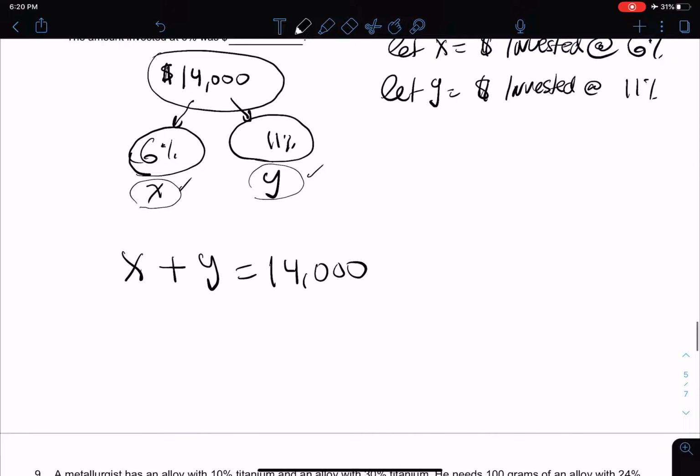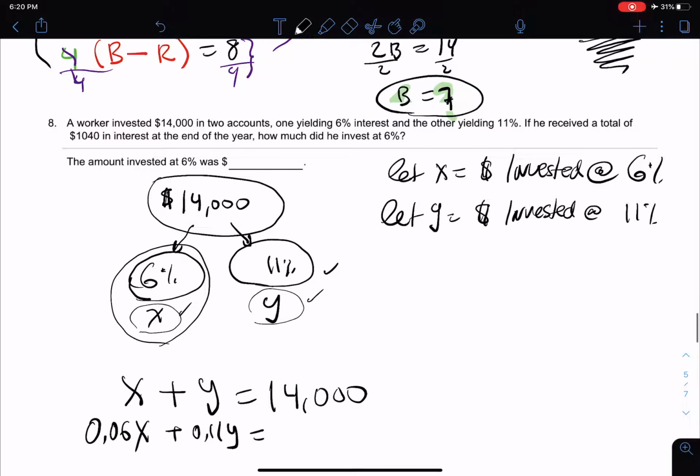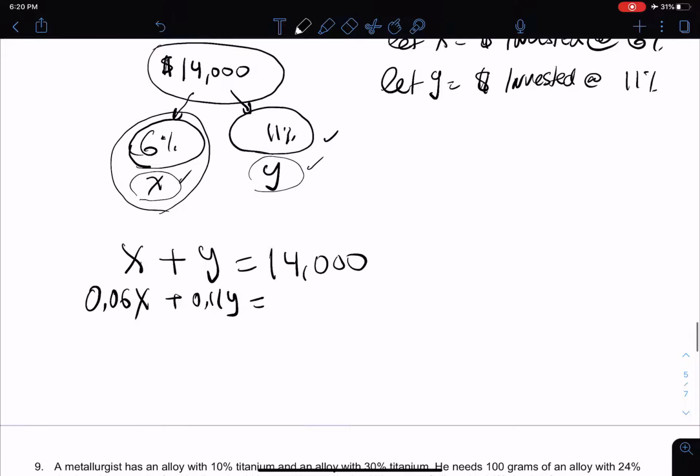The harder one is writing the equation for the interest gained. Now we know that our interest is just going to be percent times the amount in that account. This percent is 0.06 times the amount X. In this account the percent is 11%, 0.11, times the amount in that account Y. And how much interest did they make in a year? Well, they're saying that they're going to make $1,040 of interest in that year. So that has to be $1,040 is the interest. So there we go, there's our system of equations.